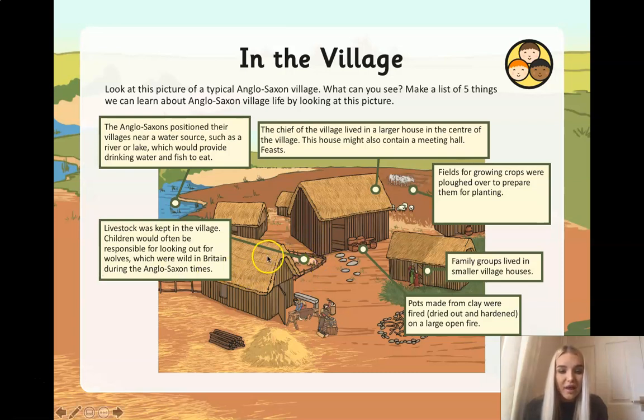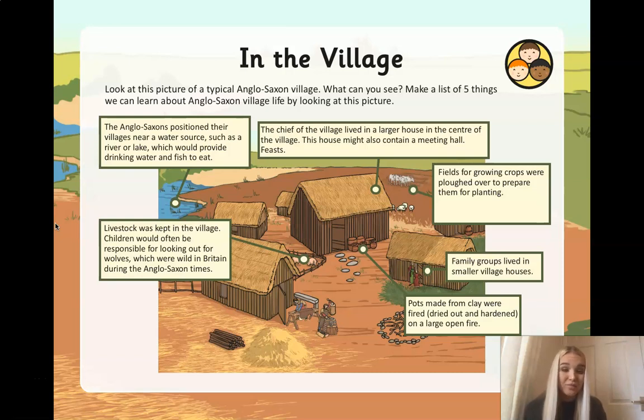You can see here that there is some livestock here. There are some pigs. Now the pigs and the livestock were often kept in the village. The children would often be responsible for looking out for wolves, and you'll learn in a moment that the children as young as 10 would be sent out to work and be hunting for these animals. And that's what the children would be prepared to do.